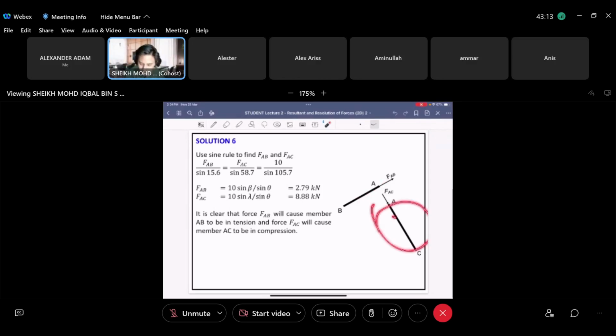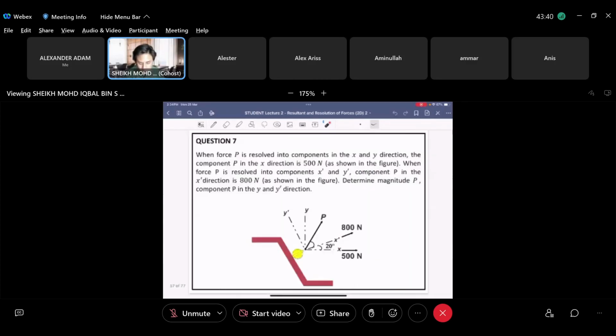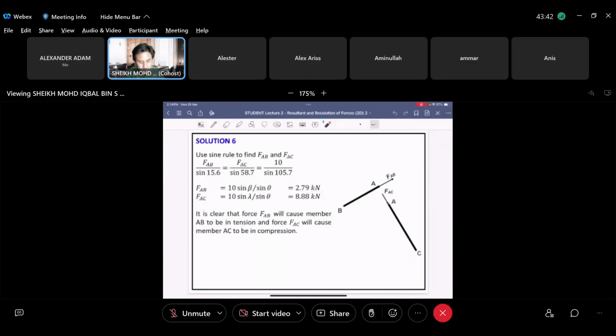Whereas for FAC here, the force is this one, so it's being compressed. The forces are pushed inwards, so this one is in compression, right? So AB is in tension, AC is in compression because it's being compressed. The forces are pushed inwards, whereas for this one, the forces are pulled apart from each other, all right? So I think that's it for question 6.